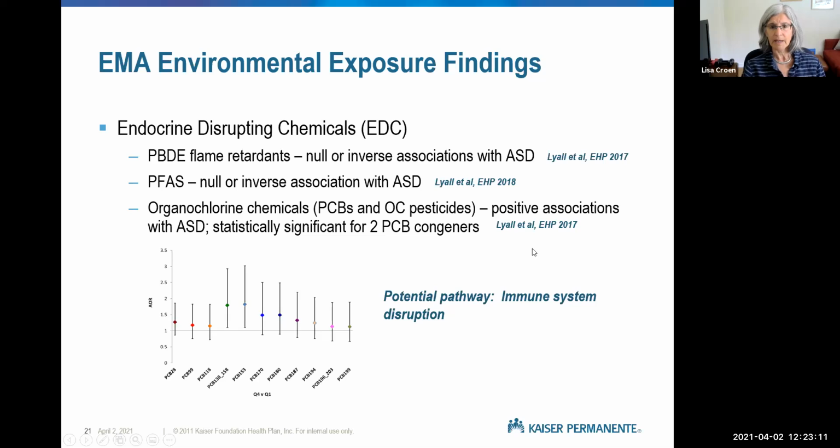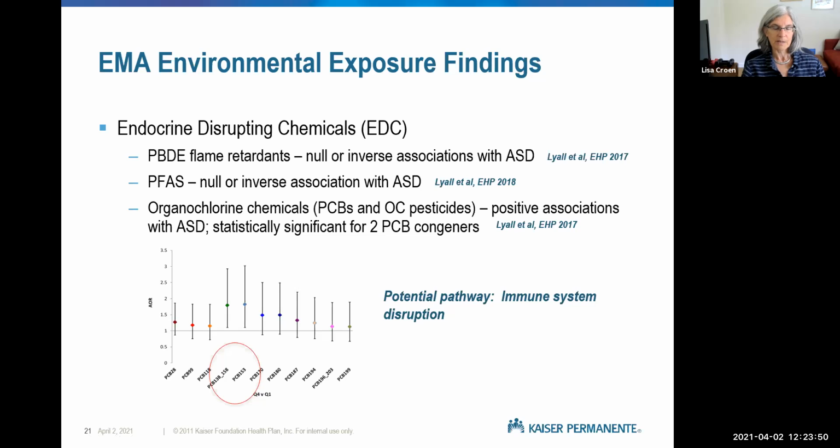Kristen Lyle is the first author on all these papers. And we did see some positive and significant associations with two PCB congeners in particular. Well, we saw sort of elevated risks. These are odds ratios and confidence intervals where the point estimates were elevated, but non-significantly so. For PCB 138, 158, and 153, these were significantly elevated in the mothers of children who were subsequently diagnosed with autism.